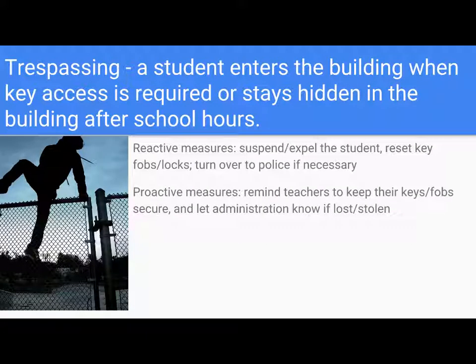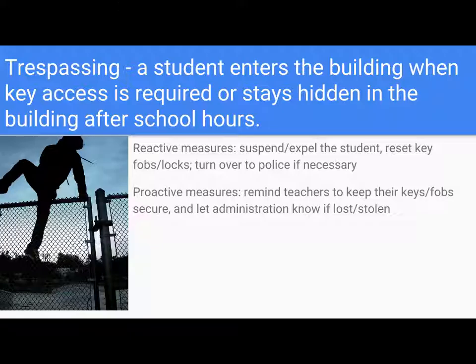So the first one is trespassing. My example is a student enters the building when key access is required or stays hidden in the building after school hours. This actually happened to our school a couple years ago, and it wasn't a case where they stole the teacher's keys. They actually just found a door that was unlocked. And so anyway, those students that were involved ended up getting expelled, so that was a reactive measure.